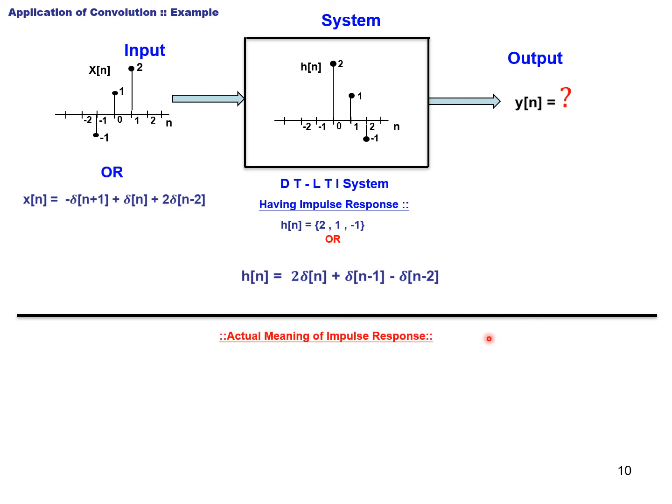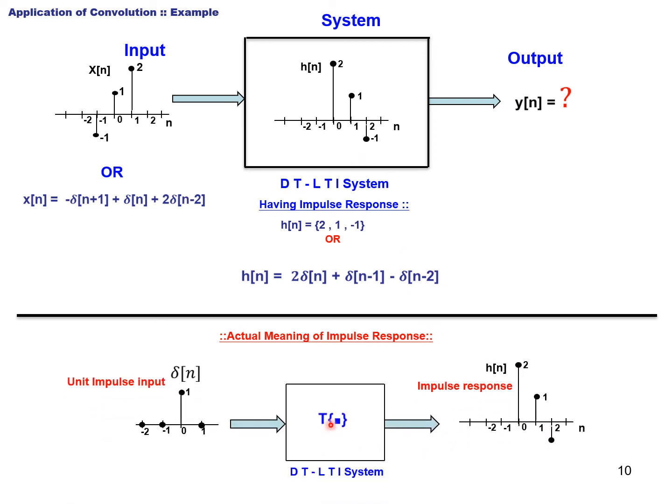The actual meaning of impulse response. I am taking the system here. I am writing it again by using some operator T. I don't know what it is. For this system, I gave a unit impulse input. Unit impulse means it is a value 1 at the origin, and all other values are 0. Only one value at the origin, 1. When I gave this input, this is how it responded. Therefore, this system is replaced by this now. That's what I have done here.